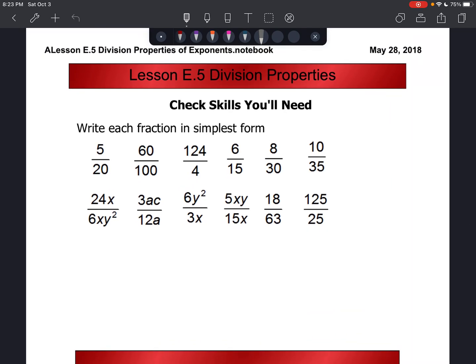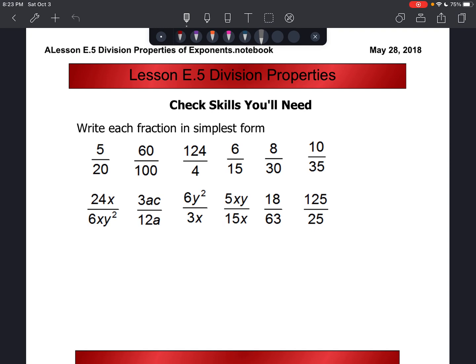We learned multiplication properties, and we learned more multiplication properties that included power to a power rule and raising a product to a power. Now we're going to work with division properties. So first we're going to check the skills that we need. We're going to write each fraction in simplest form. Now I would like you to follow along with how I'm going to do this.